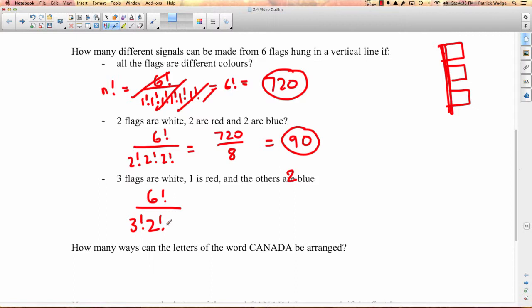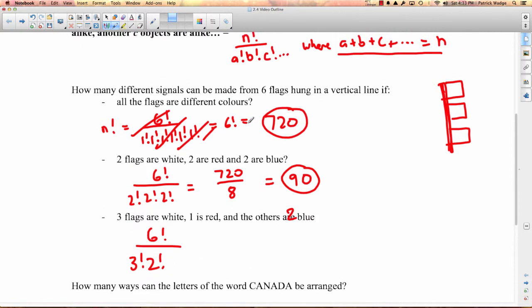Alright, that's fine. But just so it makes sense to you here, remember we said that a plus b plus c plus, they have to add up to n? Right now it doesn't. We just have 3 plus 2 is 6. But remember, we also have this 1 red one, so if you wanted to, you could also put 1 factorial. But do you get why that's not necessary? Because 1 factorial is just 1. You really only have to include the things that are repeated.